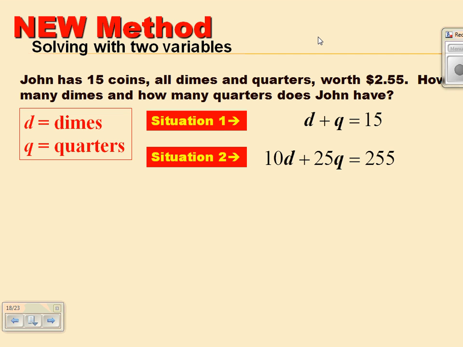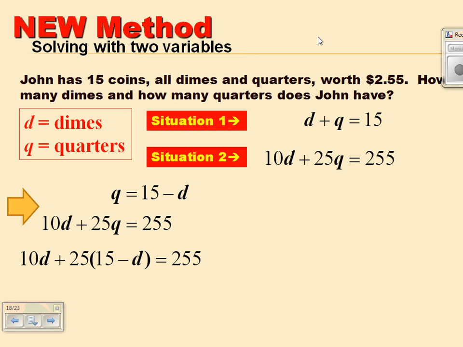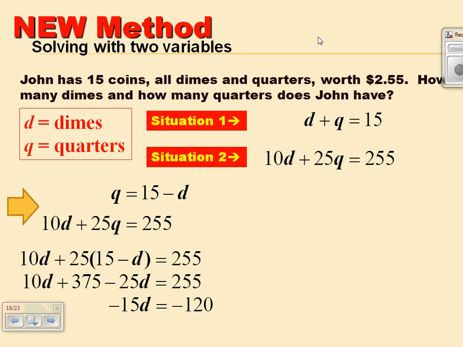So what I'm going to do is try to get a variable by itself. I choose to get Q by itself. So I subtract D from both sides. I then substitute in Q into there. I then simplify that to get 10D plus 375 minus 25D equals 255. Guess what, guys? This looks very, very familiar to what I did in the old method. So I get negative 15D equals negative 120. D is equal to 8.